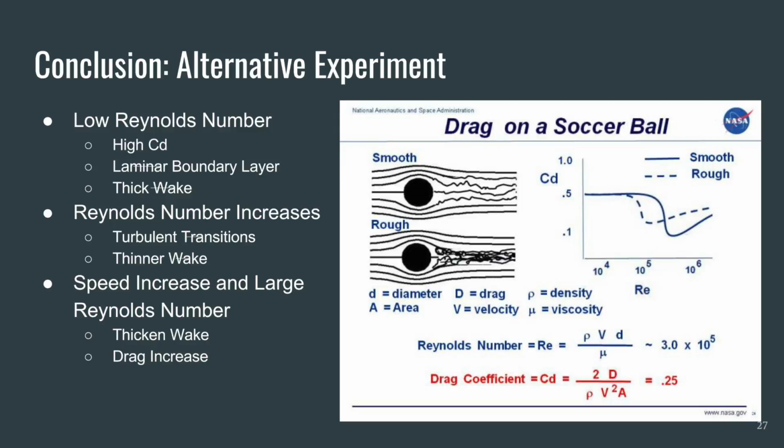As shown in the plot, the drag coefficient has a high value at a low Reynolds number, then drops down to a lower value from which it continues to increase with increasing Reynolds numbers. At a lower Reynolds number, the boundary layer is laminar and the wake is thin. As Reynolds number increases, the boundary layer transitions to turbulent, which produces a thinner wake. As speed and Reynolds number increase, the wake thickens and the drag increases.